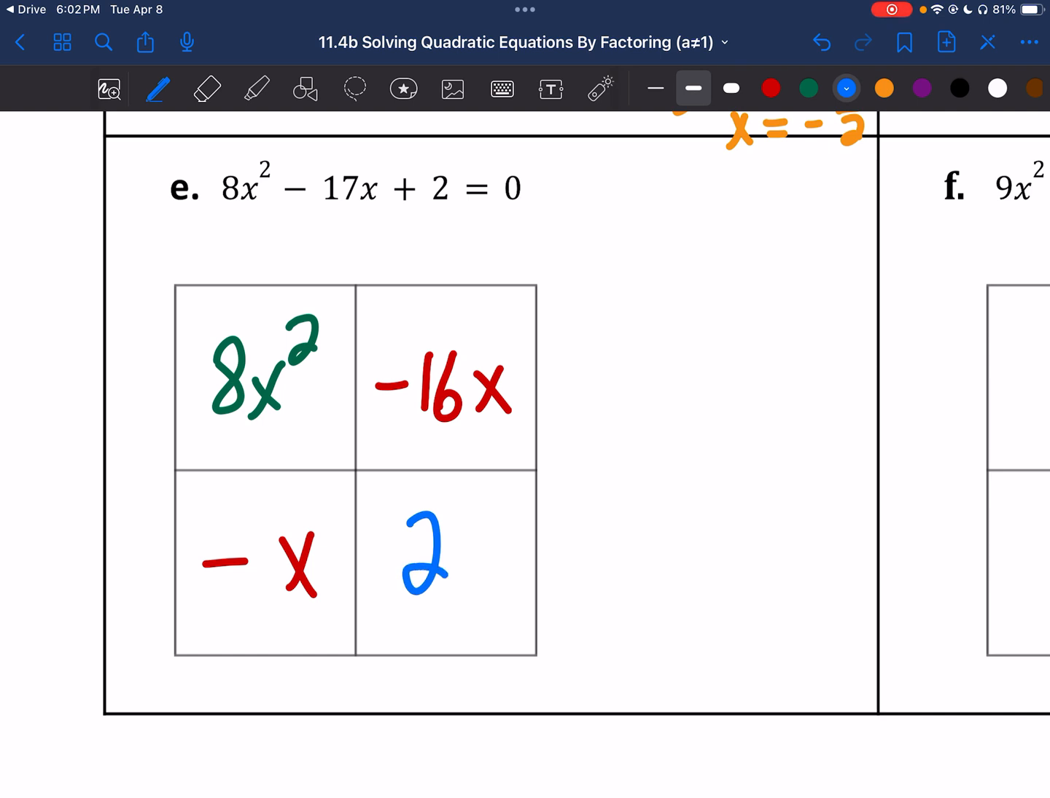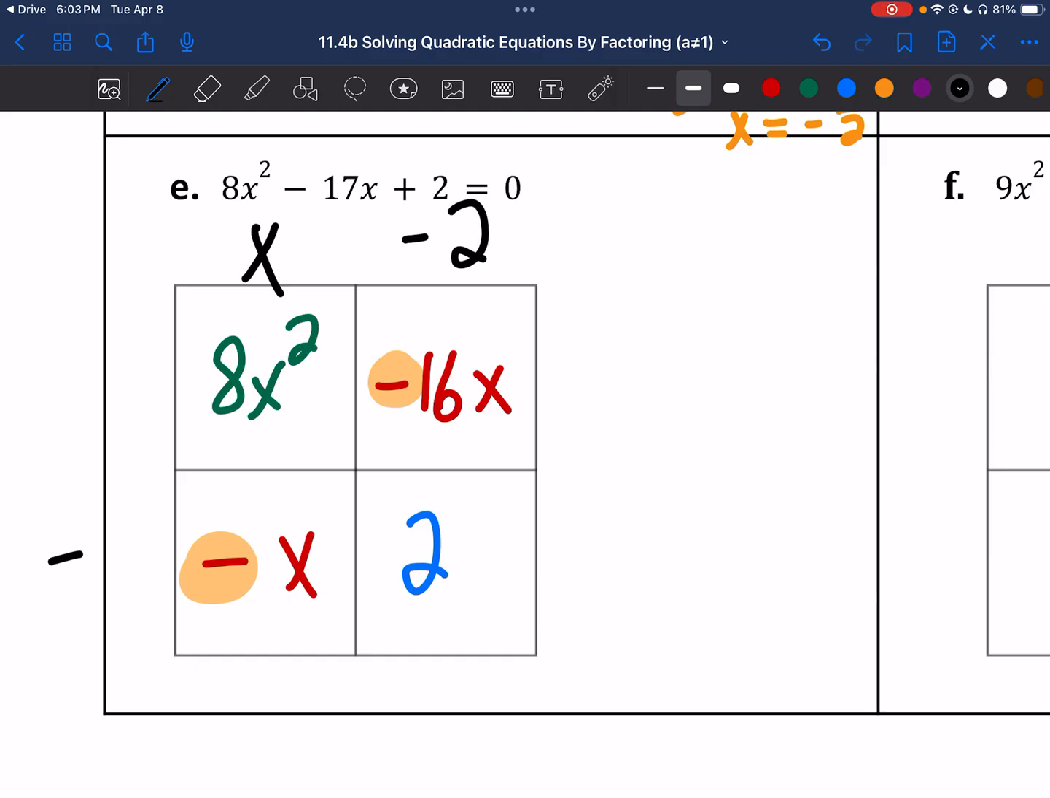So now first column, 8x squared and negative x. Common factor there is an x. Second column, negative 16x and positive 2. My common factor is a negative 2. Well, why? Well, remember, if we have a negative sign on the outside, in that position or that position, we are going to bring it to the outside of our factors, right? Because if it's in one of those positions, it's going to be in the third or in the corner position. And since this corner position is a positive, we know both of these values must be negative because a negative times a negative gives us a positive, right?